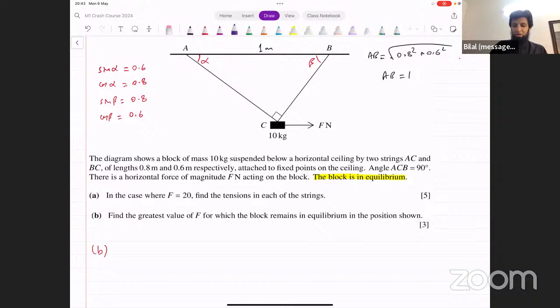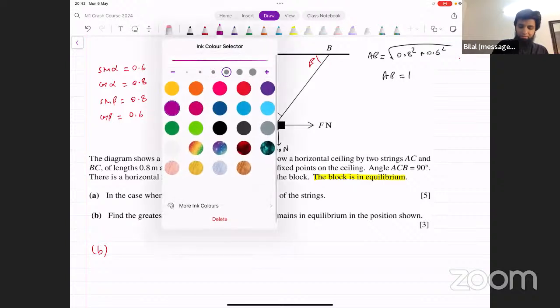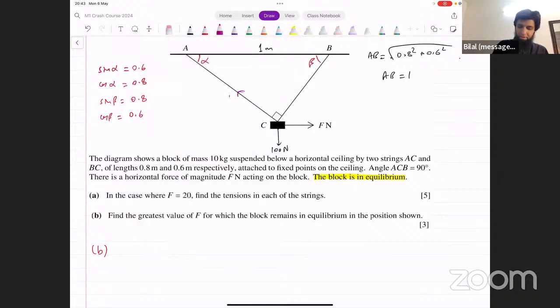Let's resolve the forces. What are the forces acting on this block? You've got weight acting in the downward direction. Weight acting downwards, that's 100 Newton. Two tensions, one acting on the left side, let's call this T1. And one acting on the right side, let's call this T2. These are two tensions that are acting. And we've got this force F.